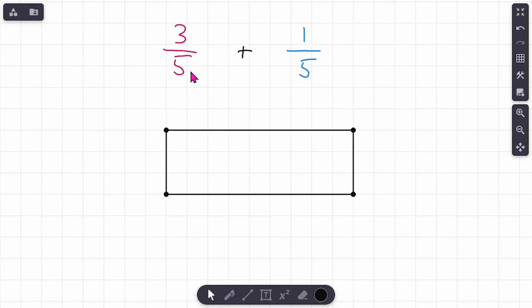Are our denominators the same? Yes, they are. That's great news for us because it makes our job a whole lot easier. Not as many steps. It's simpler. Denominators are the same, so that's going to tell us in our fraction model how many equal size pieces we need. So let's see if we can do this.